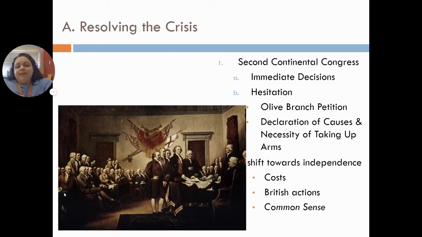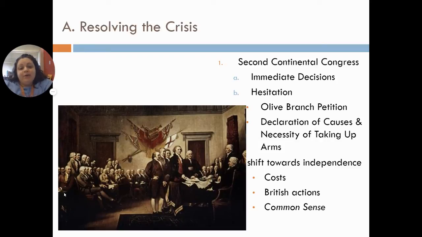And King George III basically didn't respond. Again, being a king, he thought, this is not an issue. This is not my problem. And he did not respond. So then the Second Continental Congress drafted the Declaration of Causes and Necessity of Taking Up Arms. This declaration basically told the British government that they've left the colonists with no choice, that the colonists have to resist. They have to fight back. They basically are saying that they have to take up arms.